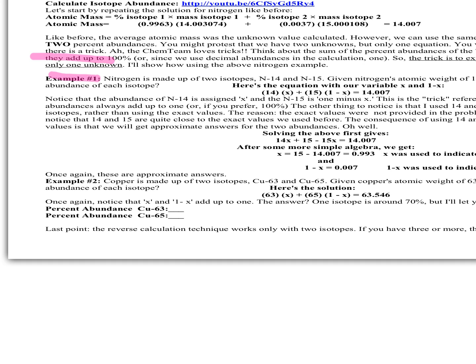Now, since when we're doing calculations, we don't calculate with percents, we calculate with decimals, they need to add up to 1. The decimal abundances add up to 1. So the trick is to express both abundances using only one unknown.